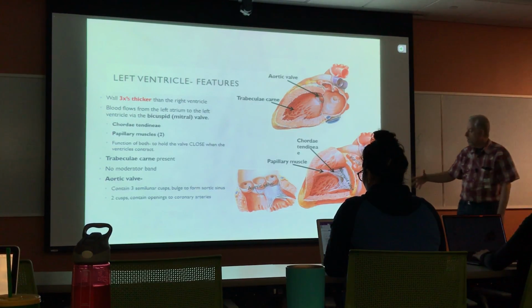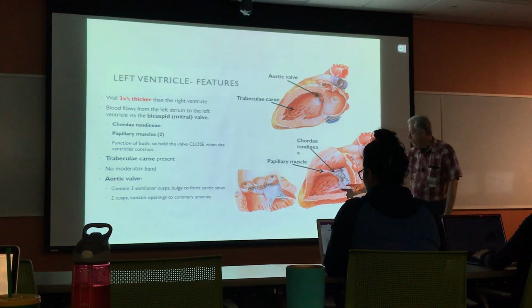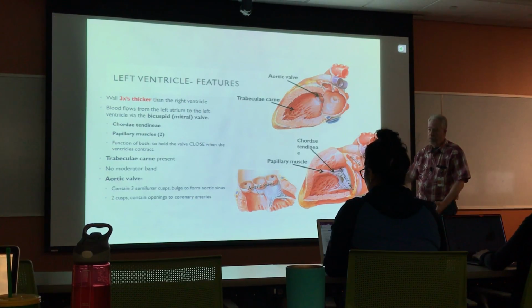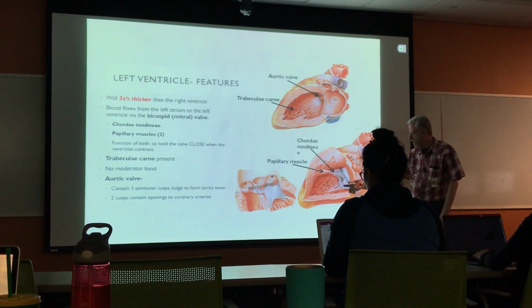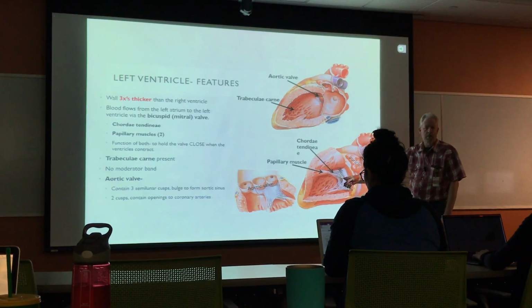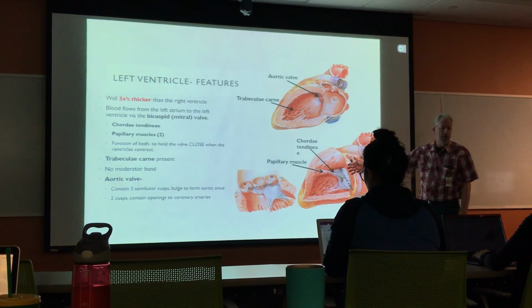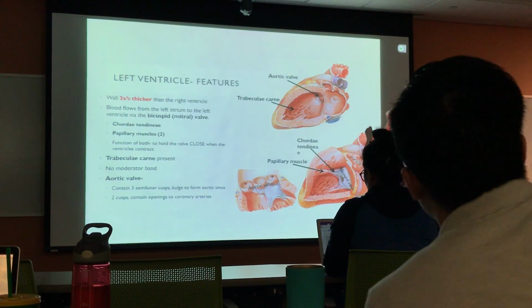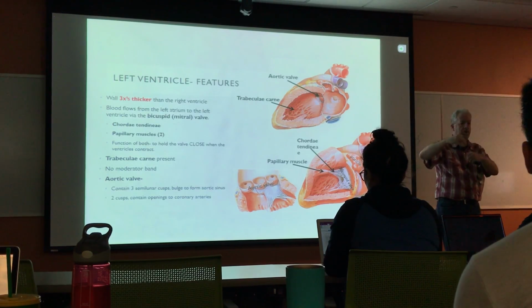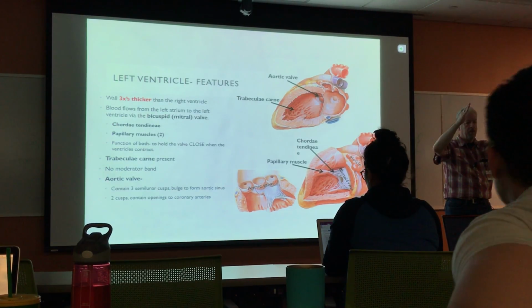Because what you want is, when this contracts, I want blood from here going out the pulmonary valve, excuse me, the aortic valve. I don't want it blowing back up through the bicuspid valve into the left atrium. So it's like a bunch of little men down here pulling on those cords to keep the valve from everting back up into the left atrium.